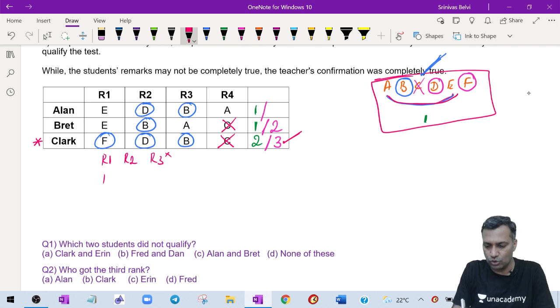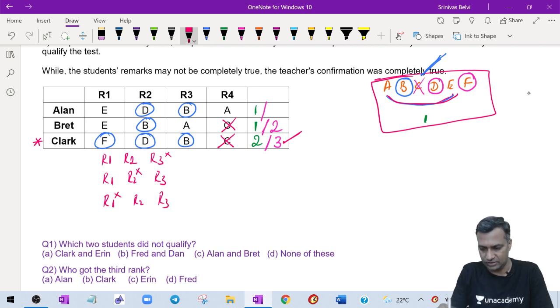Or you may say that no, no, no, R1 and R3 are correct. Therefore, R2 is incorrect. That is the second one. The next one is what? R1 and R2 and R3 are correct. Therefore, R1 is incorrect. These are the three incorrect things. All right, it could be possible.